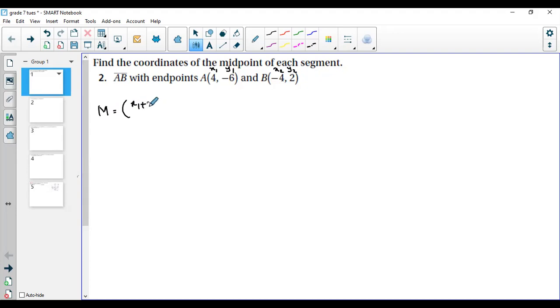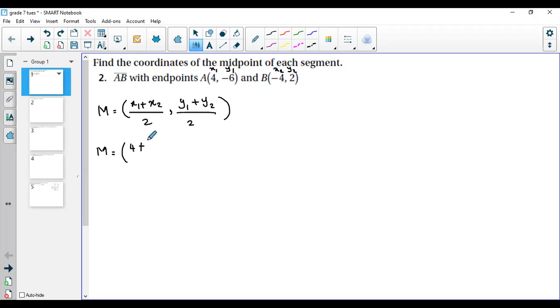x1 plus x2 divided by 2. Handwriting is not good today. x2 divided by 2 and then y1 plus y2 divided by 2. All we are going to do is replace them with numbers now. So m is going to be equal to, the value of x1 is 4. So 4 plus, because it's in the equation. What is the value of x2?